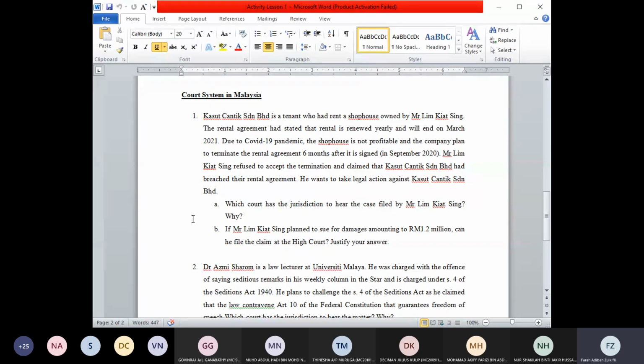But for question B, some say that because it is more than 1 million, it cannot be heard by the Sessions Court. It can be heard by the High Court. But some other people say that because the Sessions Court has unlimited jurisdiction for cases involving landlord and tenant, even though it is more than 1 million, it still can be heard by the Sessions Court. And then we have a third opinion saying that damages means that it is not something related to landlord and tenant. So that's why it can be heard by the High Court.